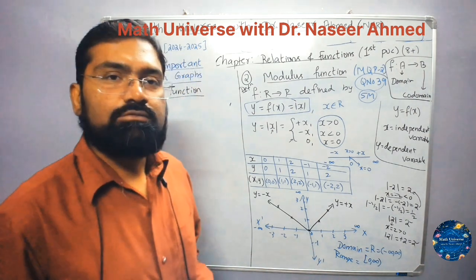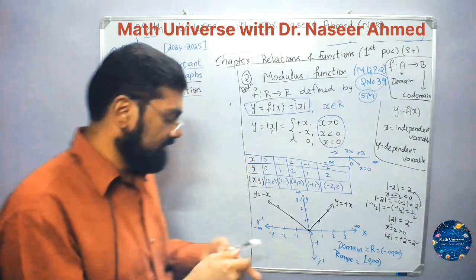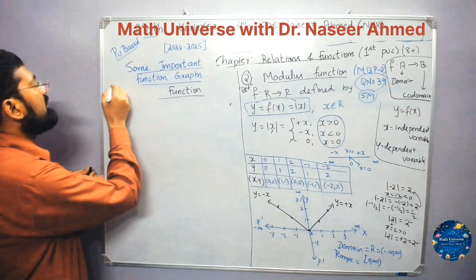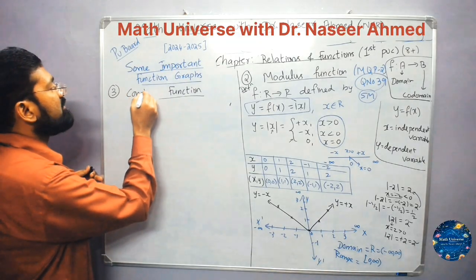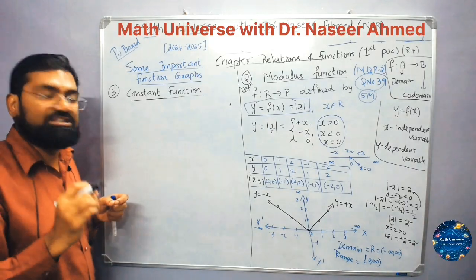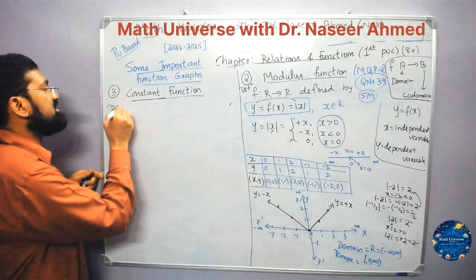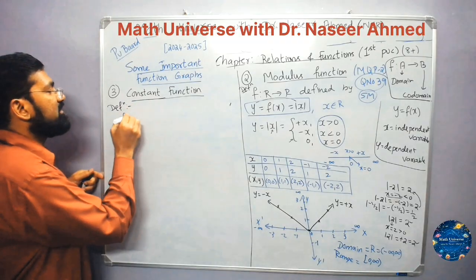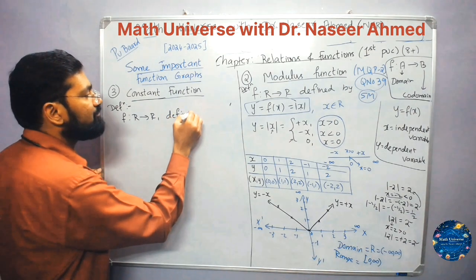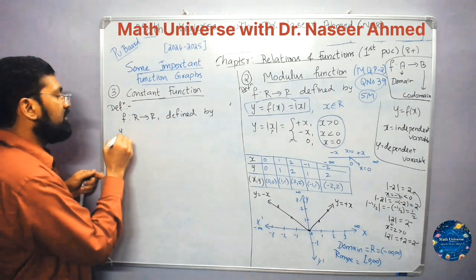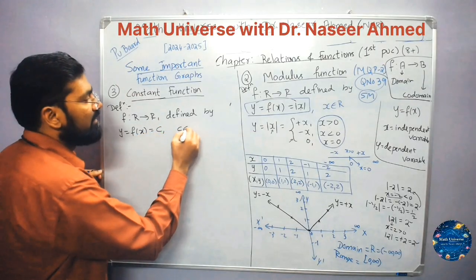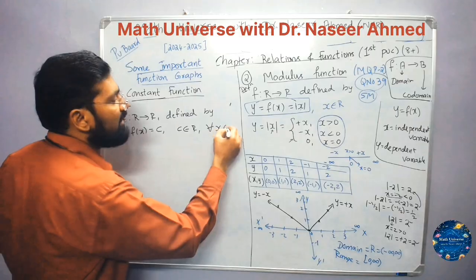Yes. Okay, dear students, now let us move on to the next graph. I have written this one for some purpose. First, let us start with this. Next one is constant function. Now, what is constant? The word itself says constant. It should not change. So, the definition of this is f is a function from R to R defined by y is equal to f of x is equal to some number c. And this is happening for all the x values.